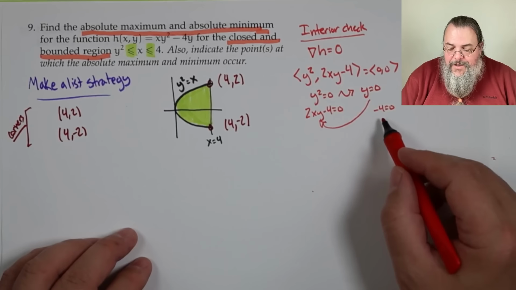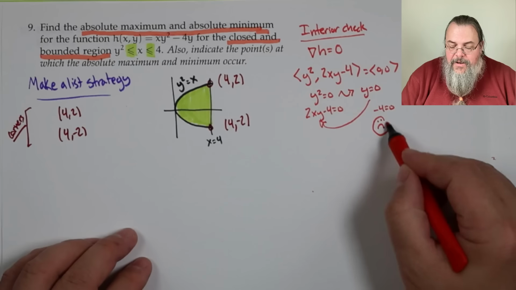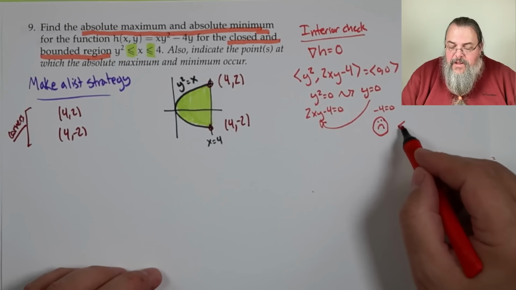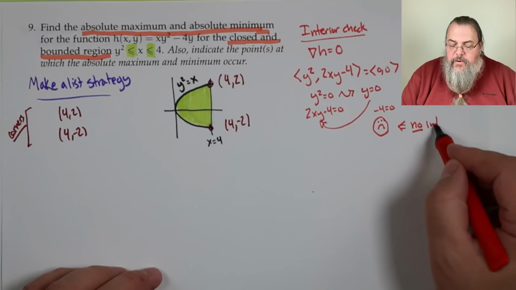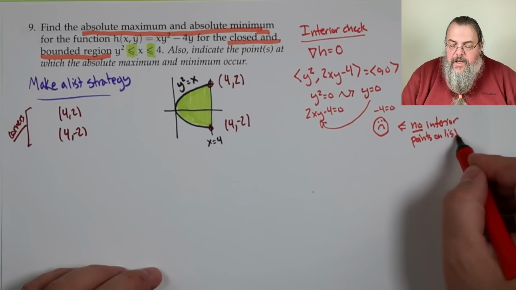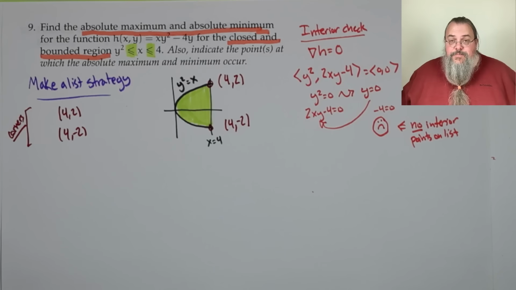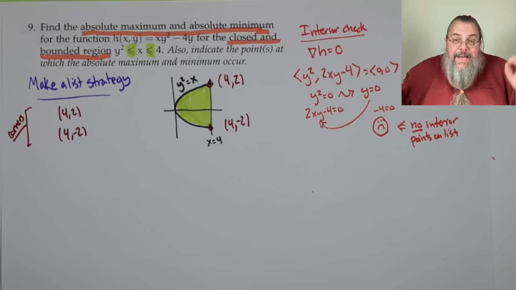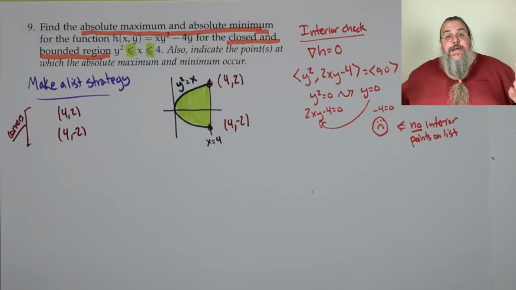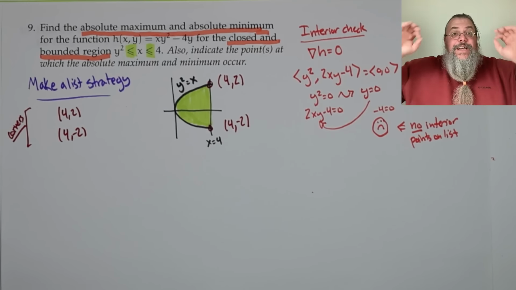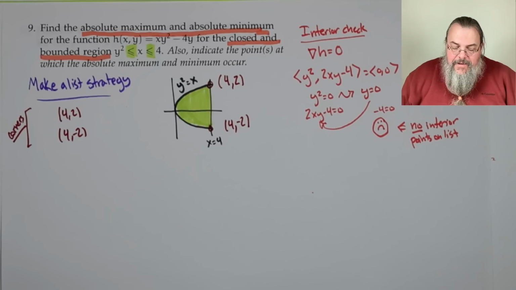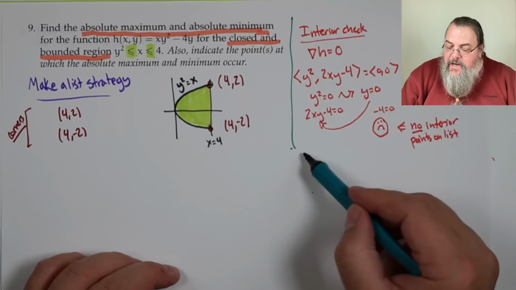Well, where does negative 4 equal 0? Nowhere. And so like, wait, what? What does that mean? Well, it means that there's going to be no interior points on our list. So sometimes when you go to check, hey, where does the gradient equal 0? The answer can be, it never equals 0. That's a perfectly valid possibility. That's okay. Now, do you still have to do the check? If you want points, absolutely. But keep in mind that things can happen.